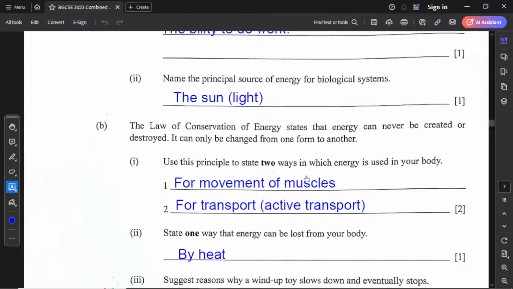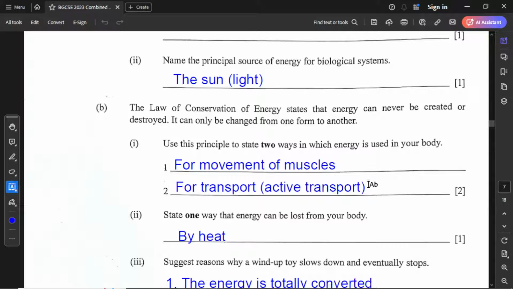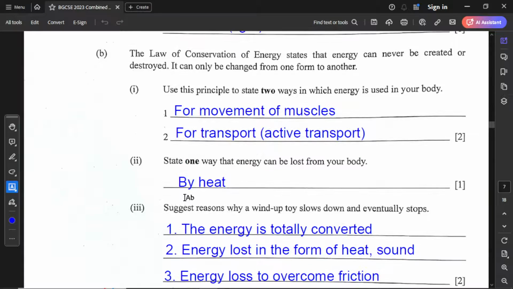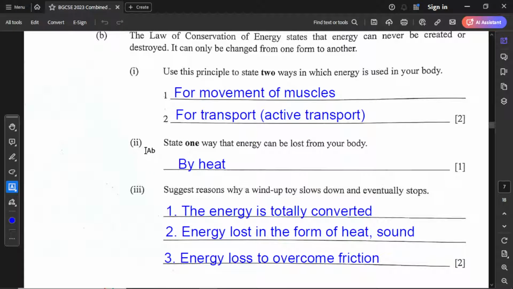So those are 2 basic uses of energy in our body. Energy is also used to divide cells, and also used for chemical reactions. So there are many ways we use energy in our body: for chemical reactions, to divide cells, to move substances, which is transport that I mentioned here. Now part 2 of B is to state 1 way that energy can be lost from your body. And the major way that energy is lost from your body is through heat. That's one of the major ways.